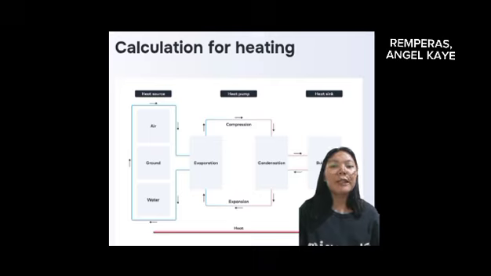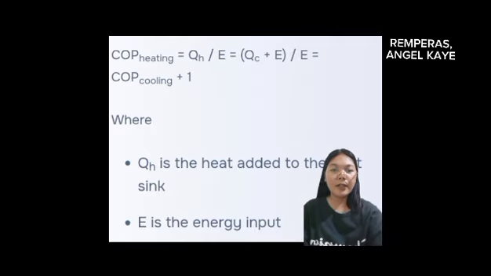In heating scenarios, one looks at how much heat is moved to the heat sink. This consists of heat taken from the heat source as well as the energy input. Therefore, the combined value of heat taken plus the energy input over the energy input is considered. So here's the formula. COP heating equals QH divided by E, equals (Q plus E) divided by E, equals COP cooling plus 1, wherein QH is the heat added to the sink, and E is the same, the energy input.